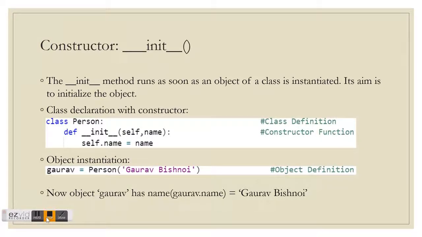So here I am using the constructor function in this particular example to give a name to the object instantiated by the person class. So Gaurav is the object, and it's of type person. And when I enter the name Gaurav Vishnavi, the constructor function takes it as a parameter and assigns that to the name attribute of the person class, and I have attached that with the Gaurav object definition. So the Gaurav object gets the name Gaurav Vishnavi.